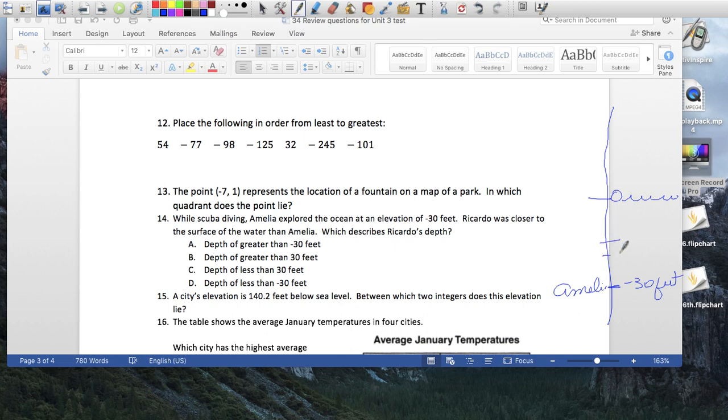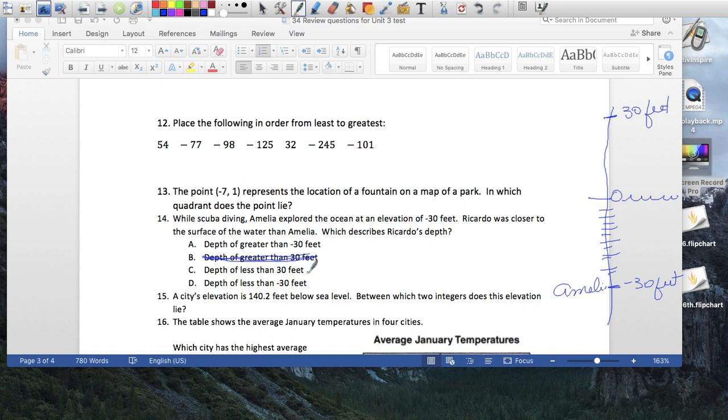So as long as Ricardo is here or here or here or here, anywhere in these marks that I'm putting, he's closer to the surface of the water, right? So depth of greater than -30, depth of greater than 30 feet. Okay, depth of greater than 30 feet doesn't make sense because 30 feet is here, which is positive. So you can't scuba dive above the water, so that's gone. Okay, depth of less than 30 feet.